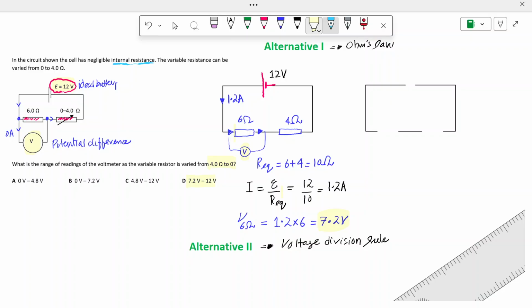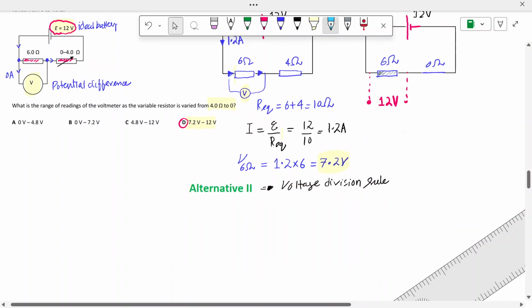But let's prove that one as well. Now when you make it 0 ohms, don't you think you have actually short circuited at that point? So I can replace it by just making a line, and this is 6 ohms. Now there's just one resistance and no internal resistance, so all the voltage of the battery will come across this, and that will be 12 volts. And so that's why option D is correct.